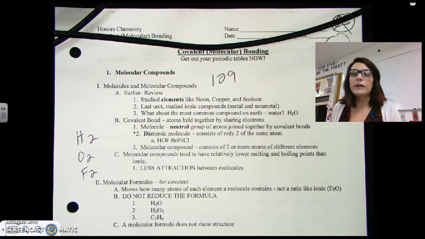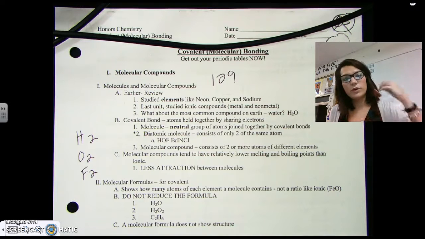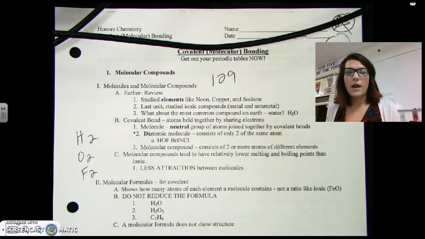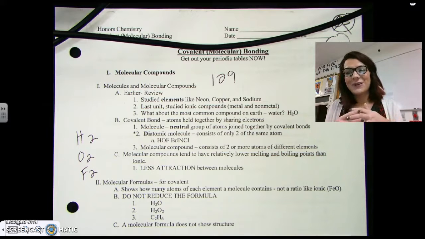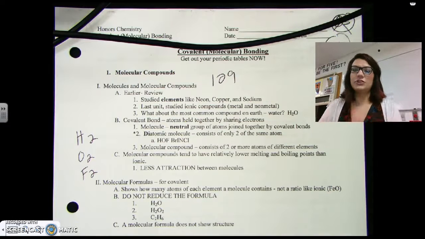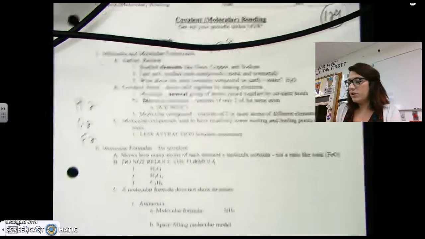And then we can have a molecular compound where we're going to have more than two elements in a compound. Okay, so molecular compounds tend to have lower melting and boiling points than ionic compounds because there's less attraction between the molecules. Meaning, they have to share that electron and they're not having that losing and that gaining that's forming that tight structure in an ionic compound. Okay? So, there's different ways that we can show a covalent compound.